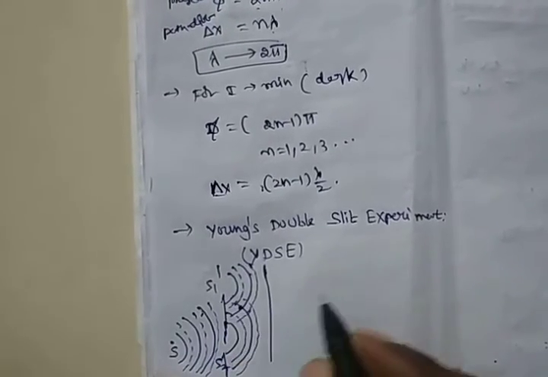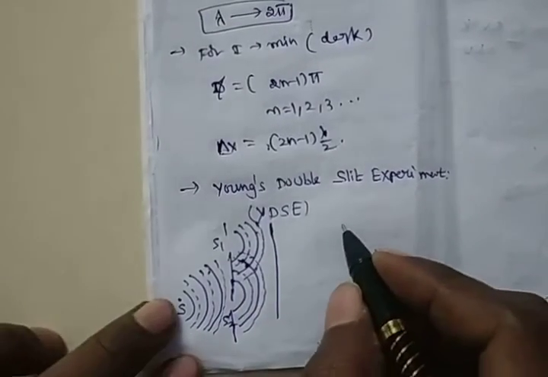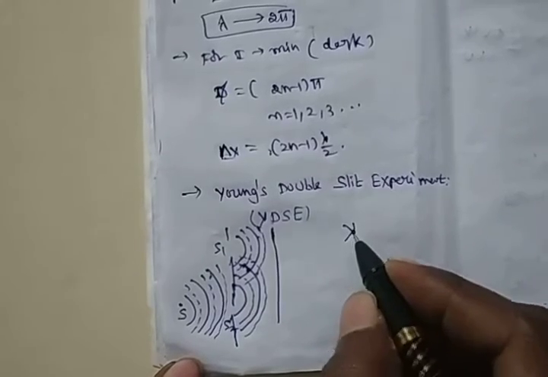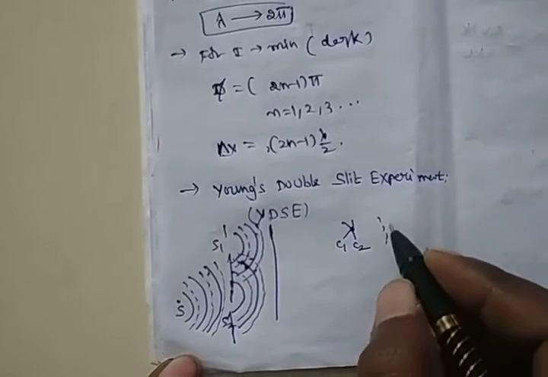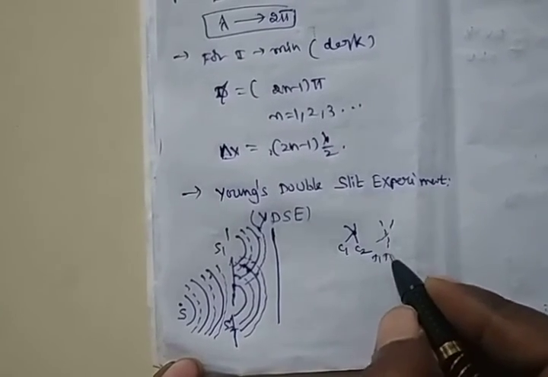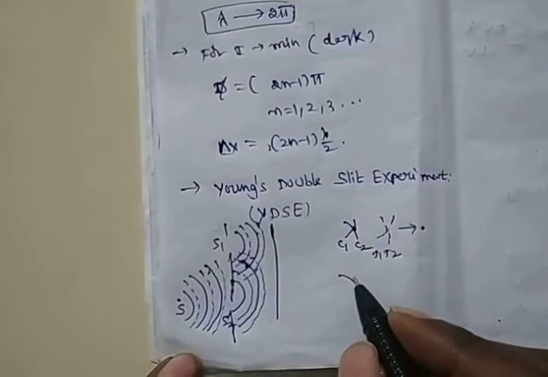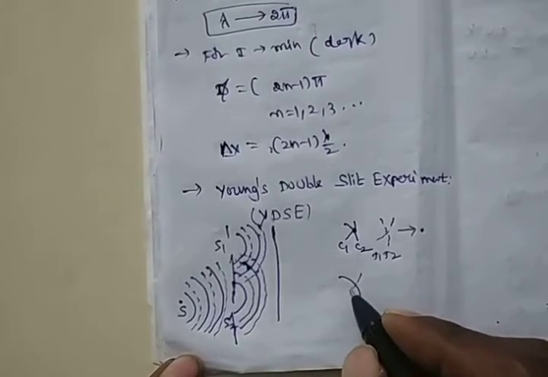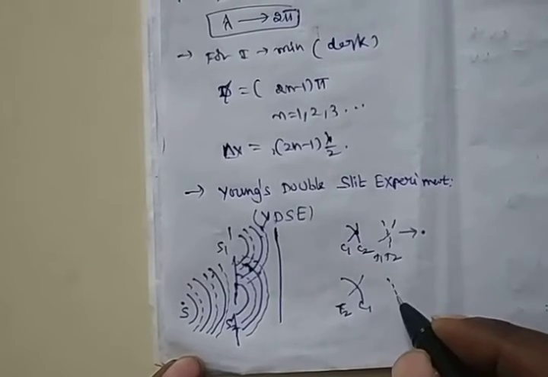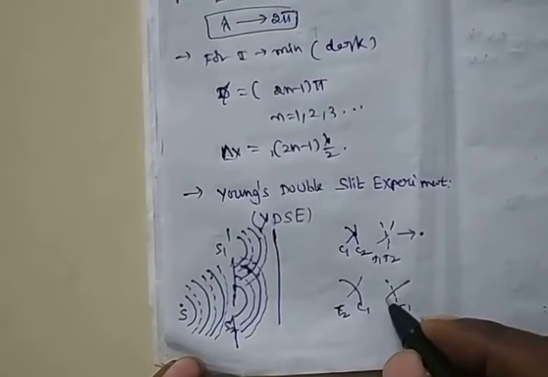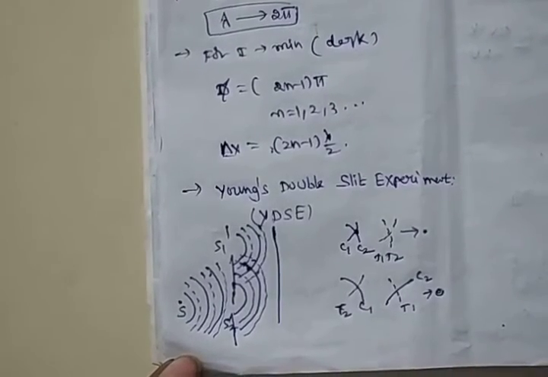Now draw like this, and these coincide. For constructive interference, the crest of the first wave and the crest of the second wave coincide, or the trough of the first wave and the trough of the second wave coincide. Then represent it like this with a dot. For destructive interference, the crest of the first wave and the trough of the second wave coincide, or the trough of the first wave and the crest of the second wave combine. Then represent it with a circle.